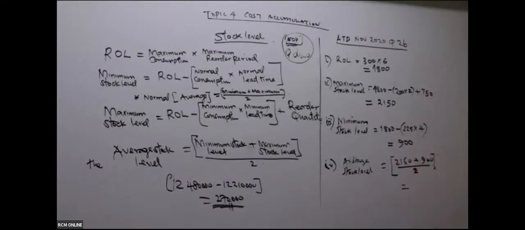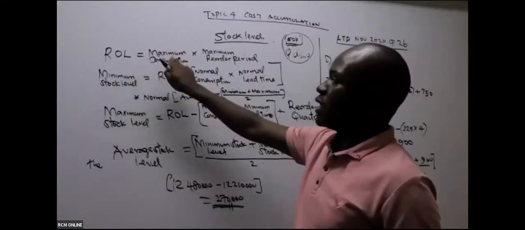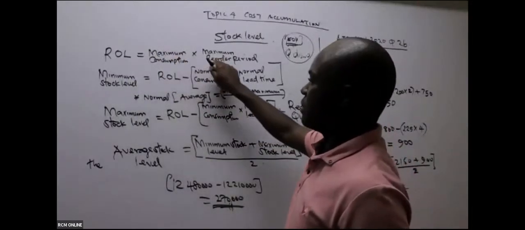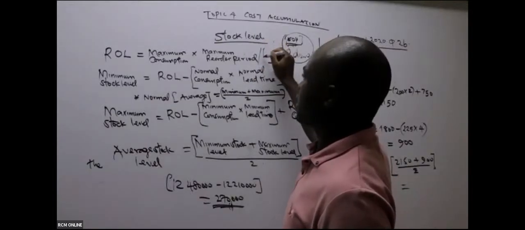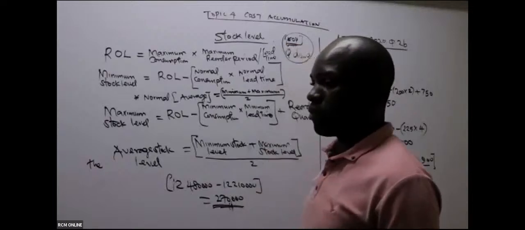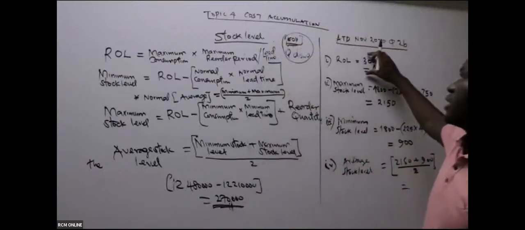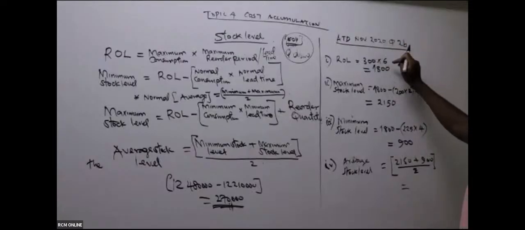Prayer break. I did not get reorder level. The formula says normal digital. I don't see it in the question. Good. The reorder level is equal to maximum consumption times maximum reorder period. This reorder period can also be lead time. So you calculate, that's why we calculated it here. Maximum consumption times maximum lead time.